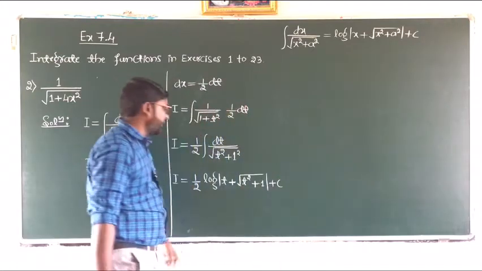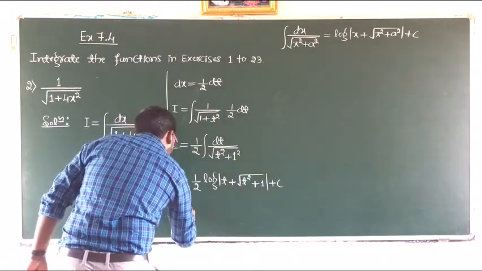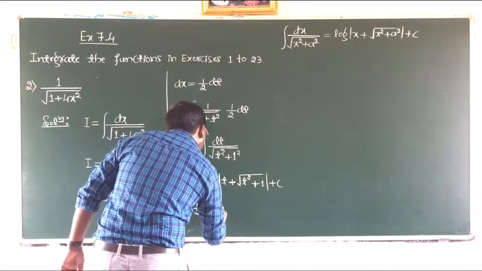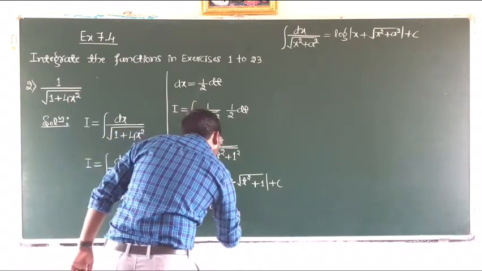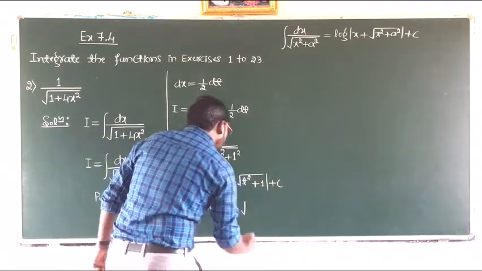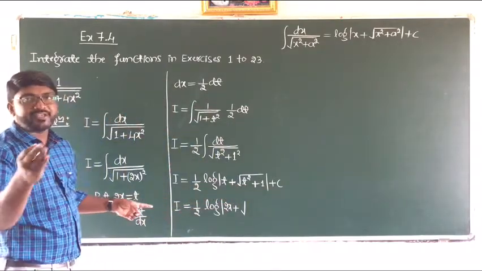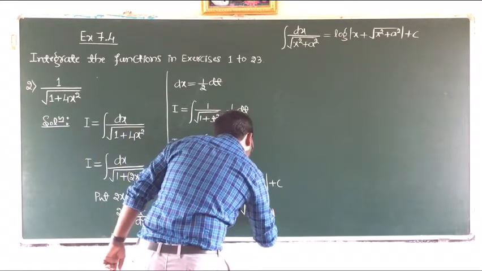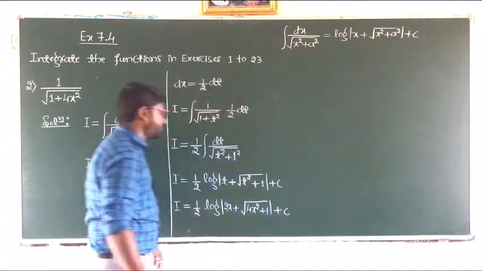In the next step we have to replace t. I which is equals to 1 by 2 log mod. What is t now? It is 2x. 2x plus under root, here it is t square. So t square will be 4x square. So I write 4x square plus 1. So this is the final answer for the second problem.